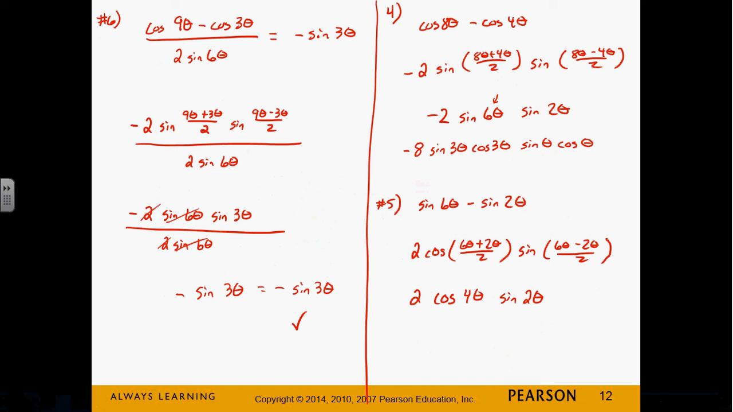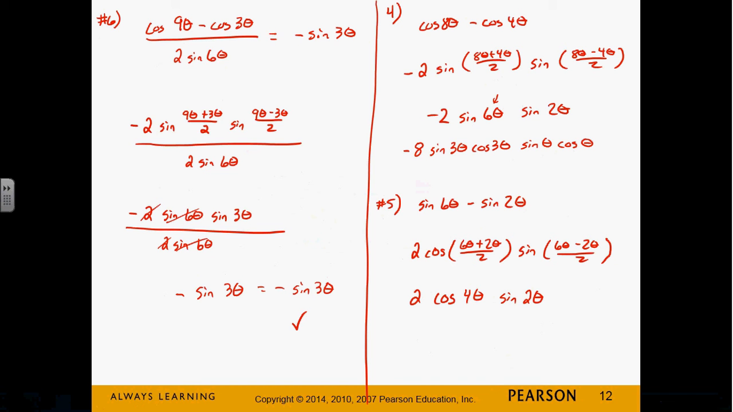All right. So we start by converting the cosine 9 theta minus cosine 3 theta using our sum to product form. We notice that the negative 2 sine of 9 theta plus 3 theta over 2 becomes sine 6 theta. Sine of 9 theta minus 3 theta over 2 becomes sine of 3 theta. The 2's cancel out, the sine 6 theta's cancel out, all you're left with is negative sine 3 theta, and that's what you wanted.